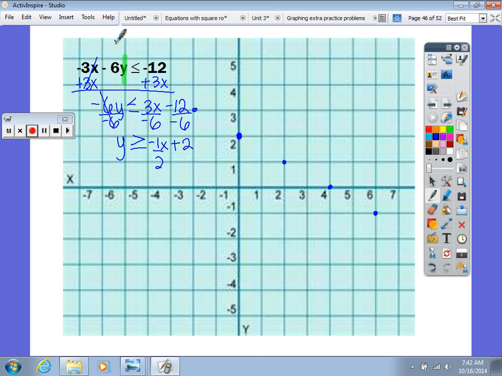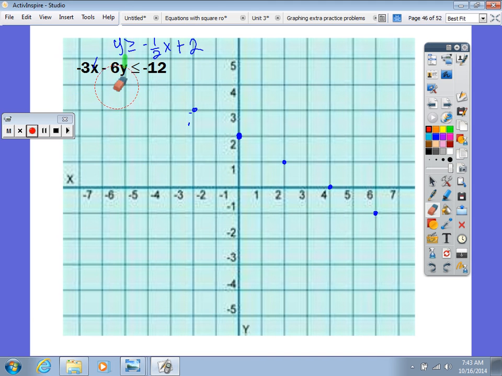Now let me rewrite my equation real quick so I can erase it and continue with my graph. So up 1 to the left 2, up 1 to the left 2. And it's going to be solid because it was an equal to. Ooh, my line again. It's not super straight. I'm sorry.